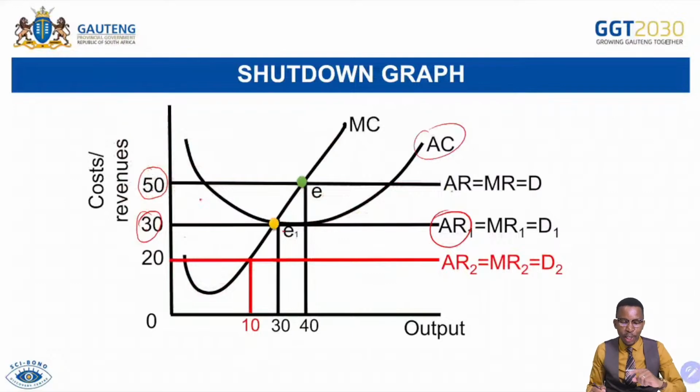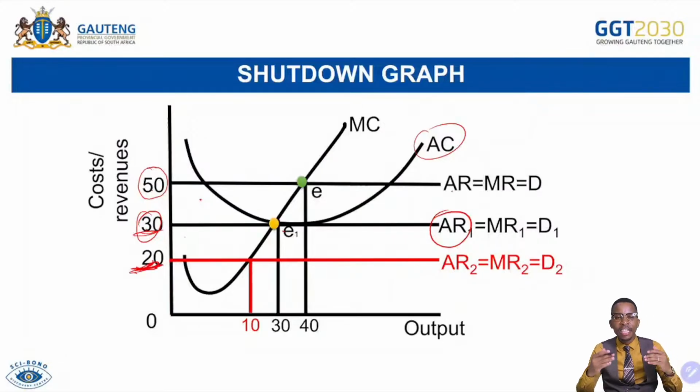The firm now is making economic loss. How do we see it's an economic loss? It's an economic loss because you can now see that your AC is 30, but your AR has decreased to 20. Your AR2 is 20, AC is 30, meaning your costs are more than your revenues. In that situation, the firm is making economic loss.